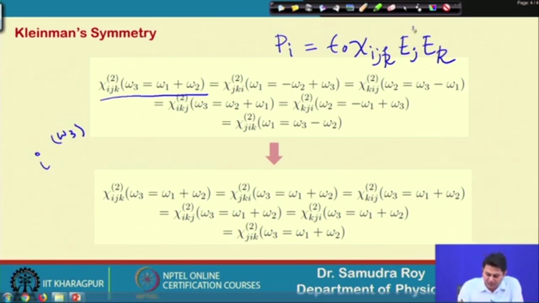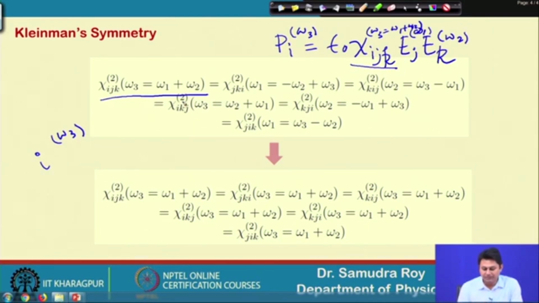But now, if the E_j component has some frequency, say omega 1, and the E_k component has some frequency, say omega 2, E_j multiplied by E_k gives rise to one frequency, which is omega 3. So my susceptibility is written with omega 3 equal to omega 1 plus omega 2. So, omega 3 components are generated by omega 1 plus omega 2.